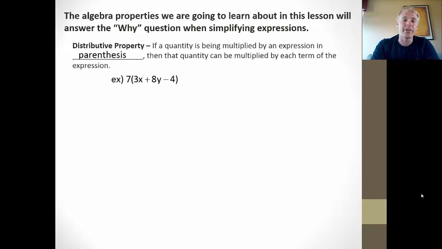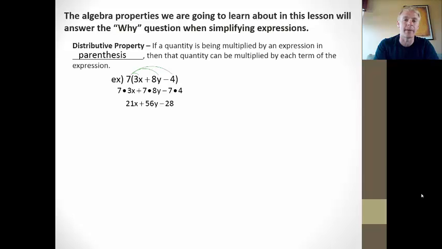So we've got 7 outside the parentheses and our trinomial 3x plus 8y minus 4 inside our parentheses. So we have a quantity outside, 7, and our trinomial inside has 3 terms. So what we can do is distribute the 7, multiply the 7 to each term inside here. So we end up with 7 times 3x, 7 times 8y, 7 times 4, which gives us 21x plus 56y minus 28. We'll practice this more in just a little bit.